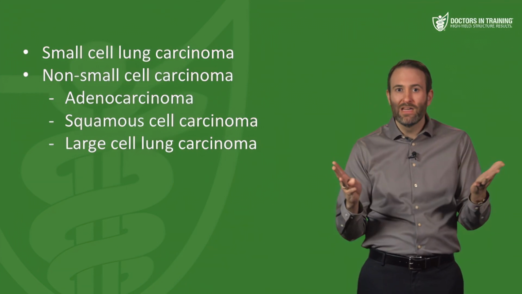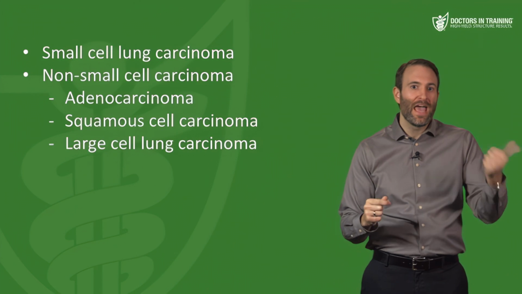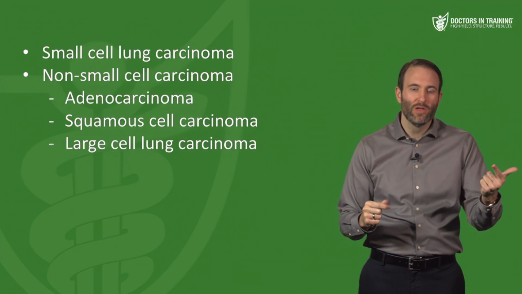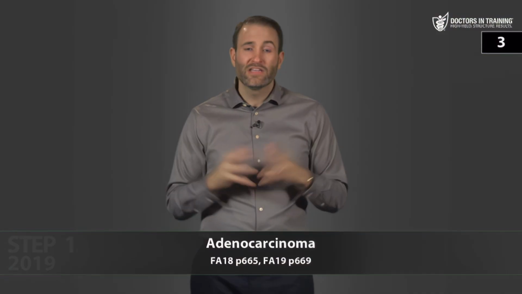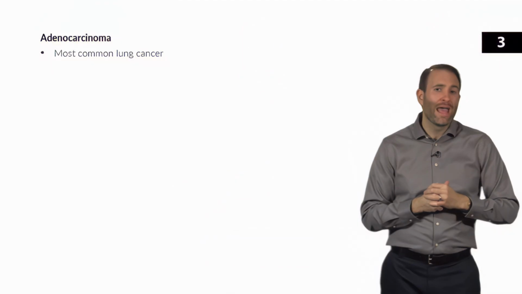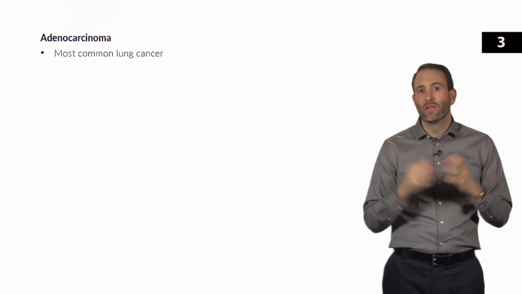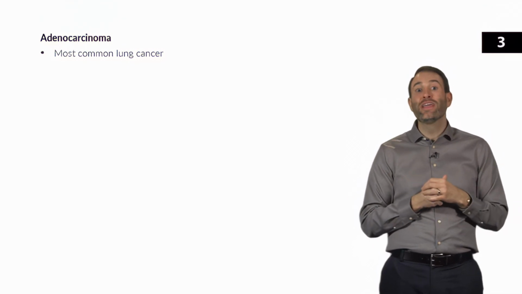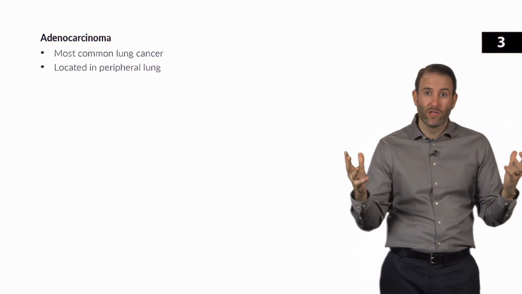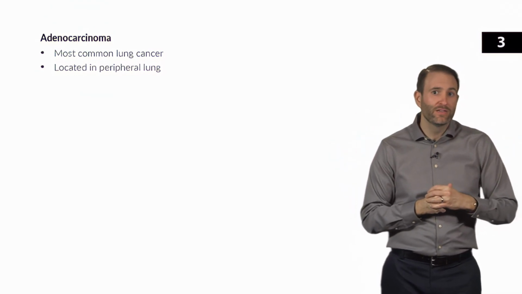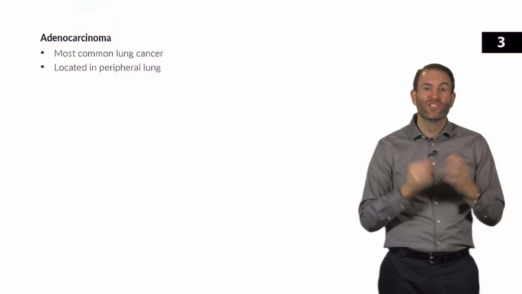So again, the 4 main histological subtypes of lung cancer: adenocarcinoma, squamous cell carcinoma, large cell, and then small cell carcinoma. So next, let's move on to adenocarcinoma. Adenocarcinoma is the most common type of lung cancer, accounting for about 38% of lung cancers. Now, it's found in the peripheral areas of the lung, important to remember that. Often these cancers are found on pre-existing parenchymal scars.